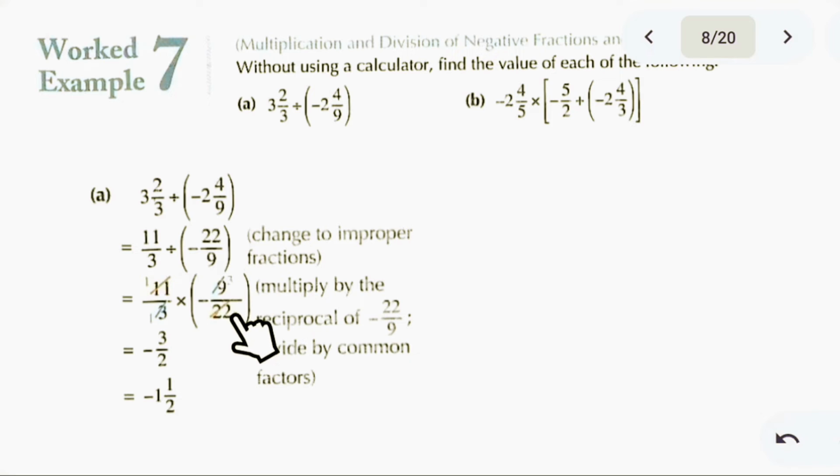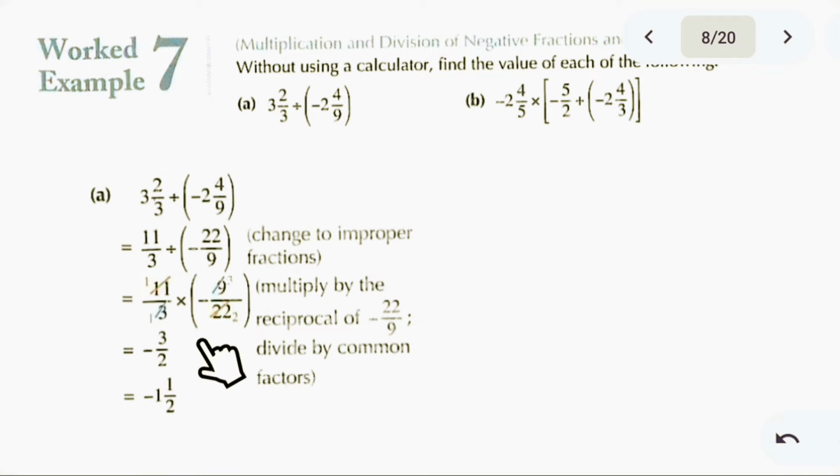22 over 9 will be written as 9 over 22, and then we cancel with the same table, simplifying them: 11 ones are 11, 11 twos are 22, 3 ones are 3, 3 threes are 9. Then multiplication of the numerator with the numerator, 3 ones are 3 and 2 ones are 2, so minus 3 over 2, which is written in mixed fraction form after division, as we have learned earlier.